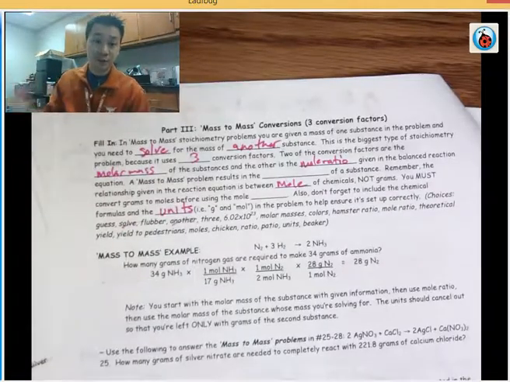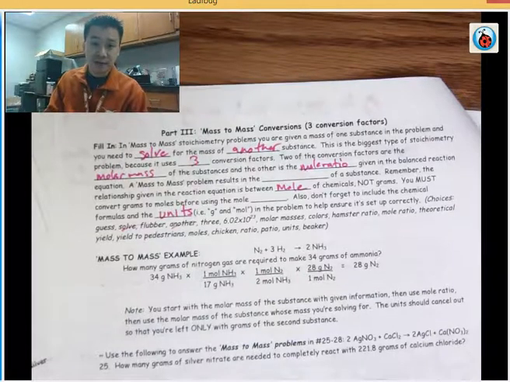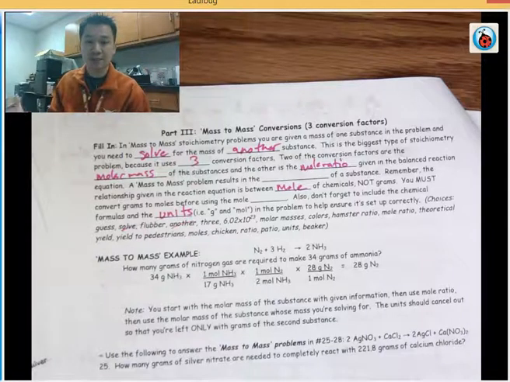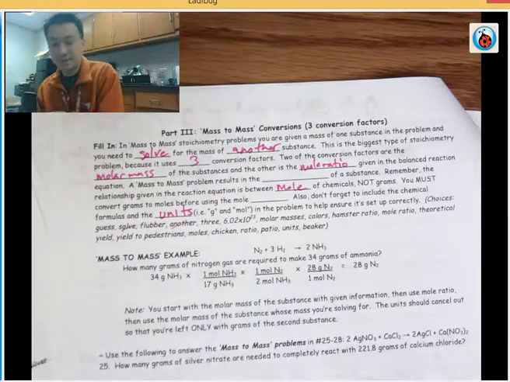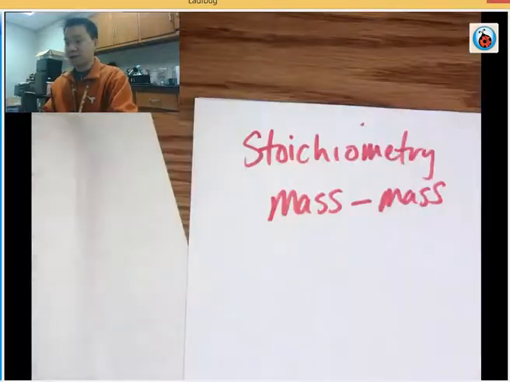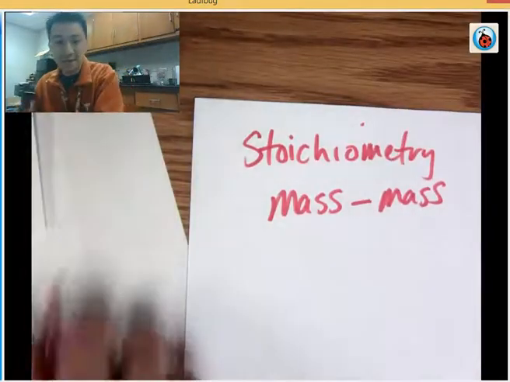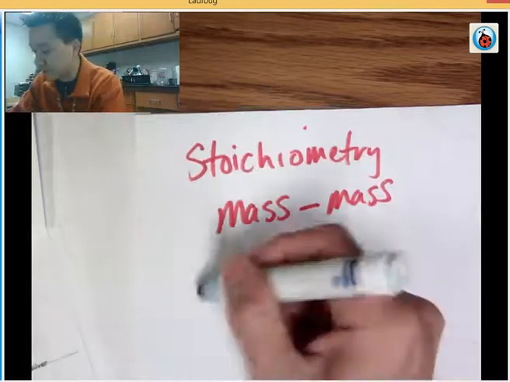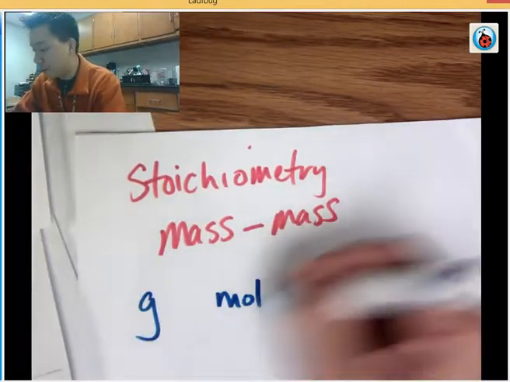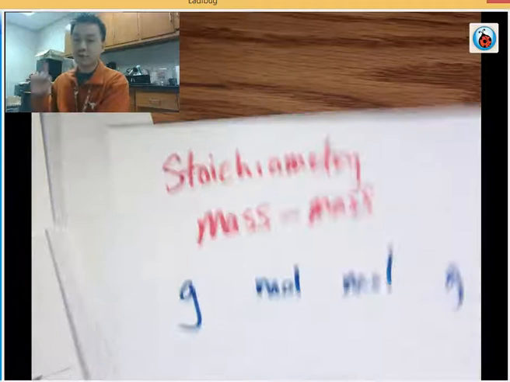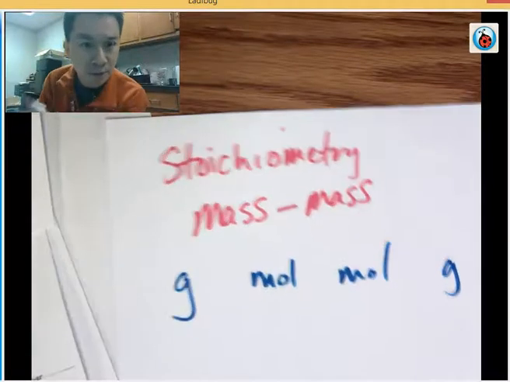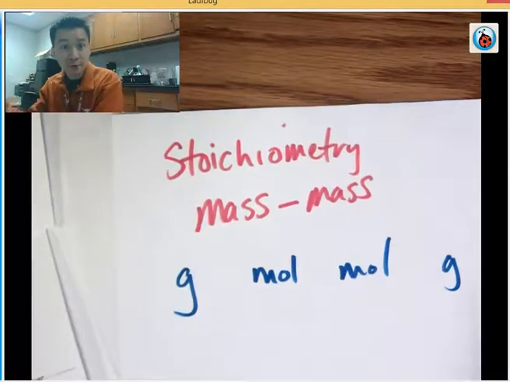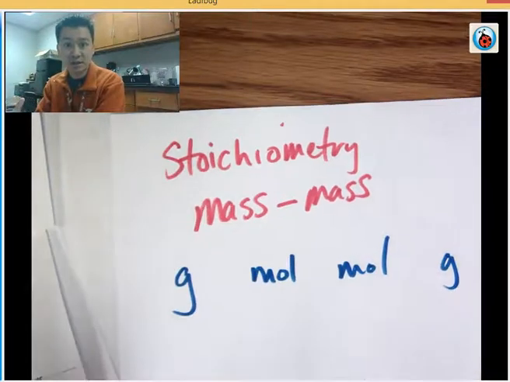There's going to be three conversion factors involved, and one of them is the mole ratio, and the other 2 are the molar masses, because you need the mass of the first substance and the mass of the second substance. So I started this with you last time, and if you follow the order, grams, mole, grams. Remember that. Just do whatever you need to do to memorize it.